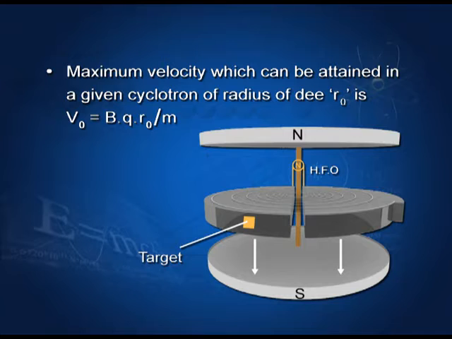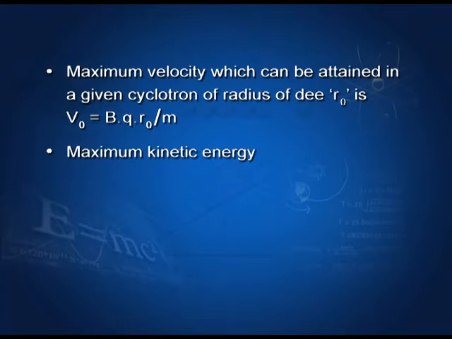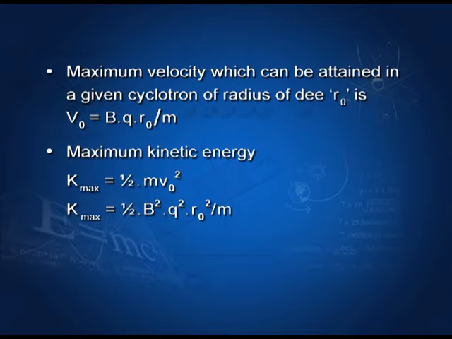The maximum velocity which can be attained in a given cyclotron with Ds of radius r naught will be V naught equals B Q r naught divided by m. So, the maximum kinetic energy, K maximum, equals half into mass into the maximum velocity squared. Substituting the value of the maximum velocity, we get maximum kinetic energy equals half B squared Q squared r naught squared divided by mass.